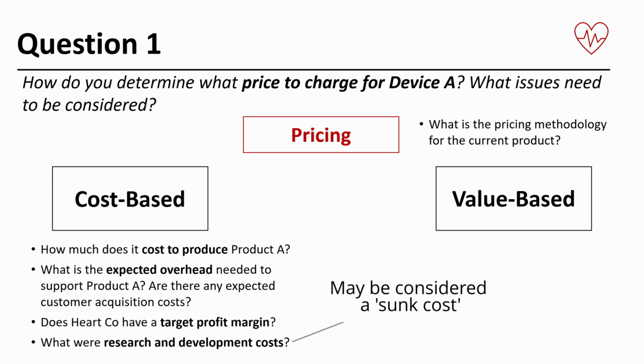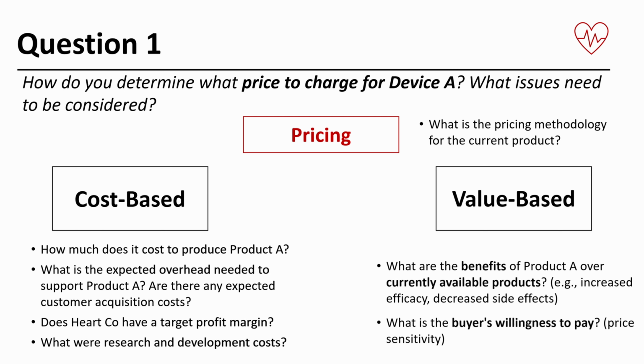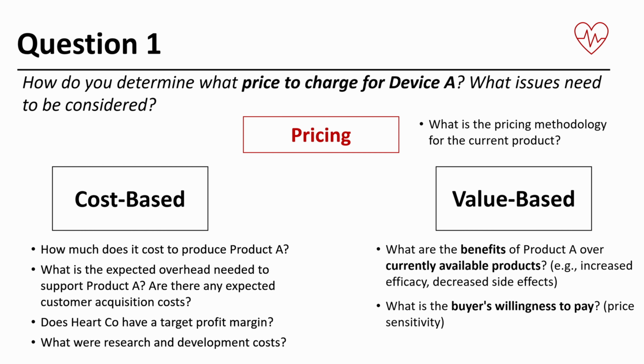And what were research and development costs? On the value-based side, I would want to understand the benefits of product A over currently available product. Is there increased efficacy? Are there decreased side effects? Or any other things that would allow this product to be a serious improvement over current products on the market?